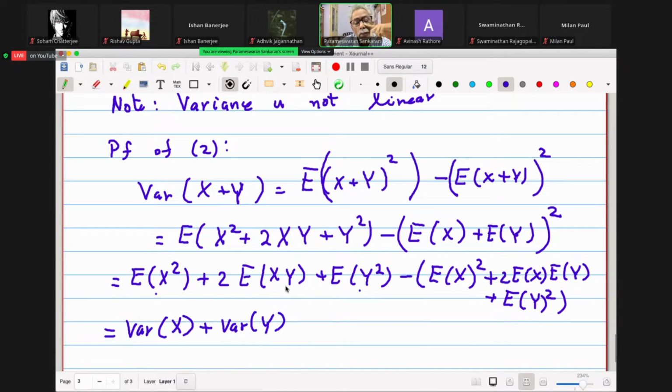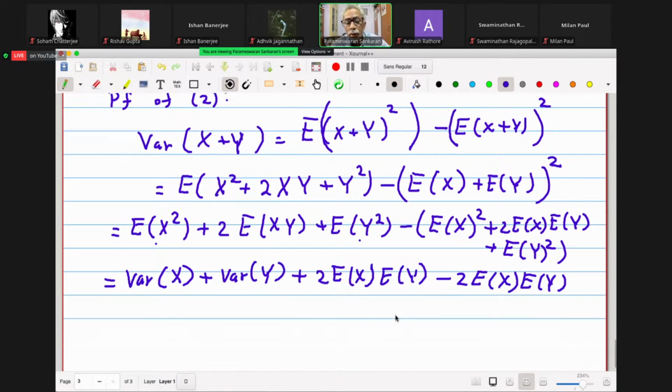And then I have 2 times E of xy, but x and y are independent. So that becomes 2 times E of x E y minus 2 times E of x E y. That's the leftover term. And of course, that cancels. And here you have used independence of x and y. So if you like, I can write here, since x and y are independent. Okay. So this term cancels and we get the answer.